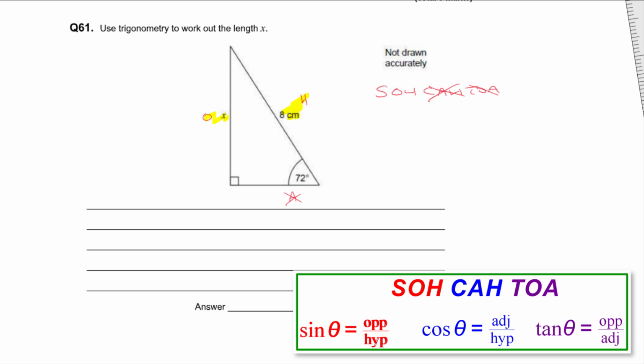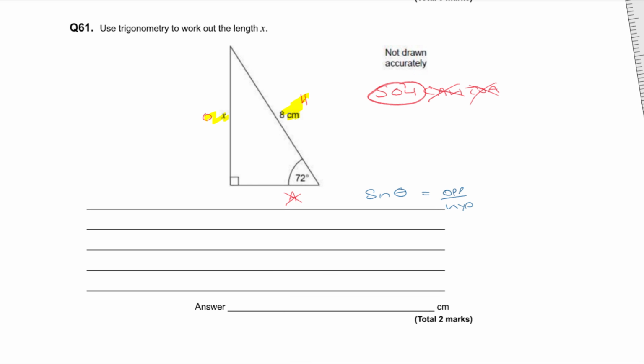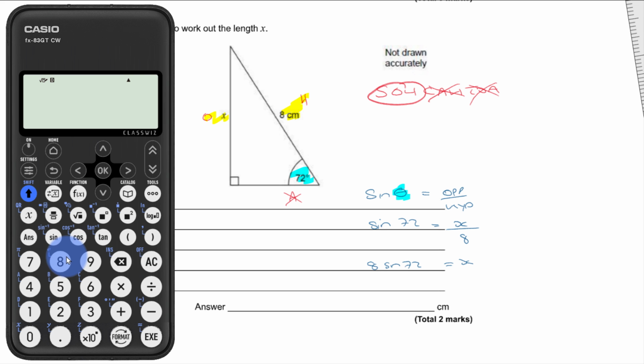So cosine has got an A in it. Tangent has got an A in it. So it's this one, it's the sine that we want in this case. Writing out the formula for sine, sine theta is equal to opposite over hypotenuse. Subbing in from the diagram, theta is a placeholder for the angle, that's 72. So sine 72 equals the opposite, x, divided by the hypotenuse, 8. Rearranging, x equals 8 sine 72. Type that into the calculator. 8 sine 72 comes out to be 7.608.